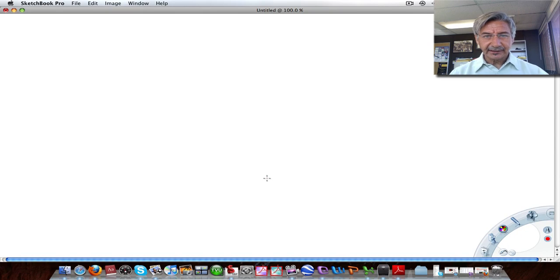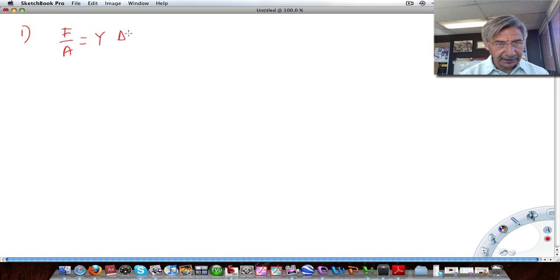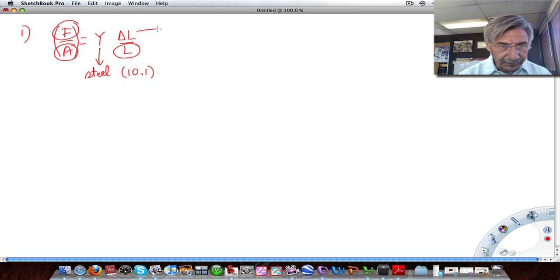This is for assignment number 11. Problem number 1 is regarding elasticity, and the equation for elasticity is this one. In this problem, you are given the force, which is the load. You are given the area. You have to look up the number for steel, so you can look at table 10.1, and you know this, so from there you solve for that.